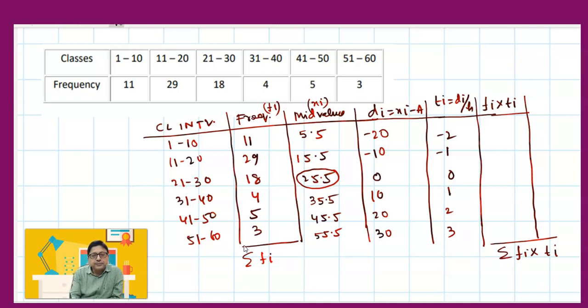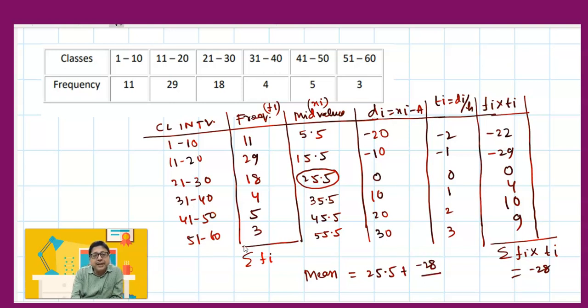Fi into ti is going to be minus 22, minus 29, 0, 4, 10 and 9. This is going to be 19, 23, 23 minus 28. So mean by step deviation method is given by assumed mean plus sigma fi into ti by sigma fi, where the fi are 12, 30, 30.